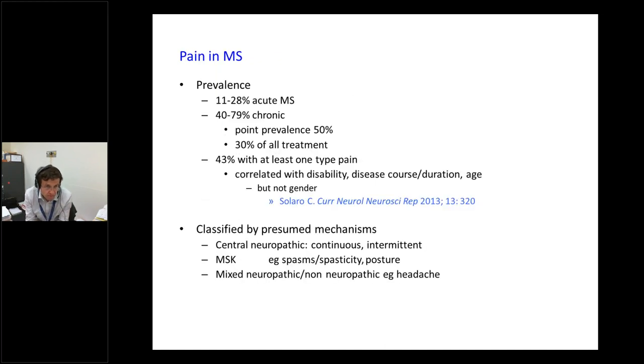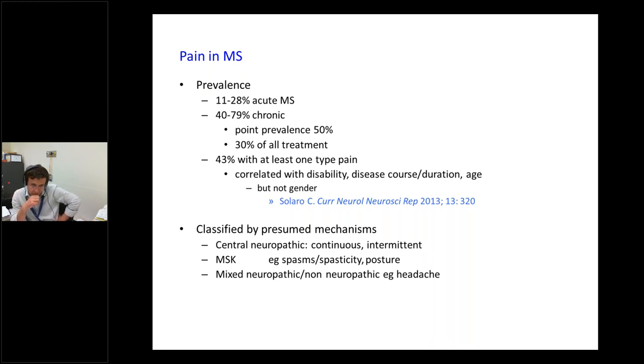Pain in MS is common, occurring in 20% of those with their first episode of MS, reflecting acute brain and or nerve root irritation or inflammation. And then it's common in the chronic cohort. Solero's group recently studied a more recent cohort of people with MS, so the modern MS patient, and it's a little bit lower than had been described before, about 30 to 40% having at least one type of pain. But in the older studies, it goes up to 70, 80% of people with MS reporting pain.